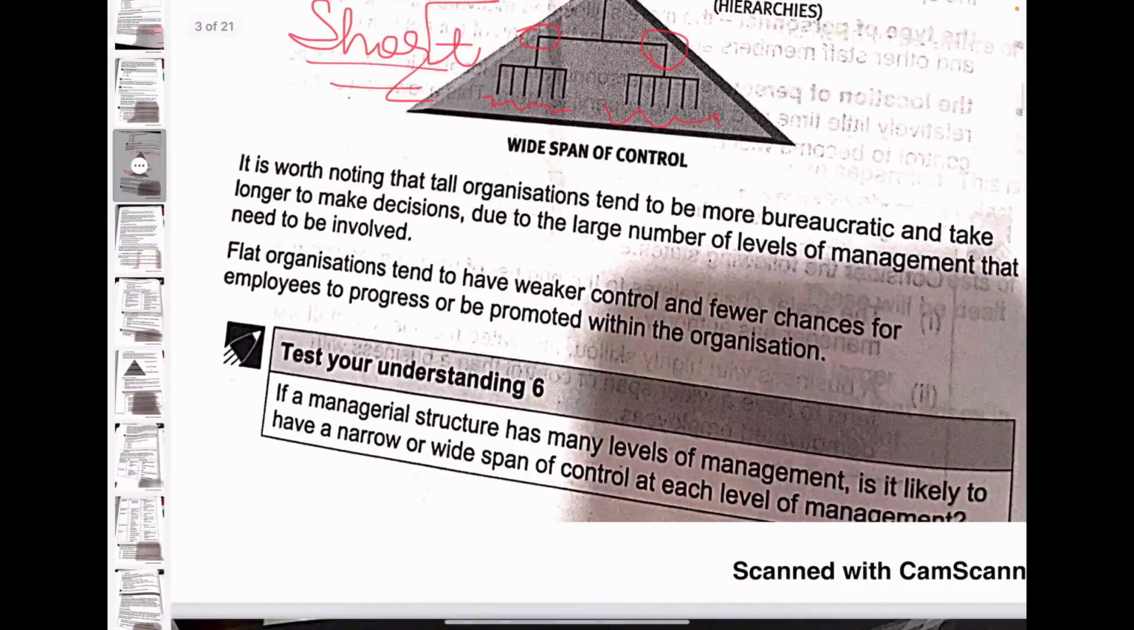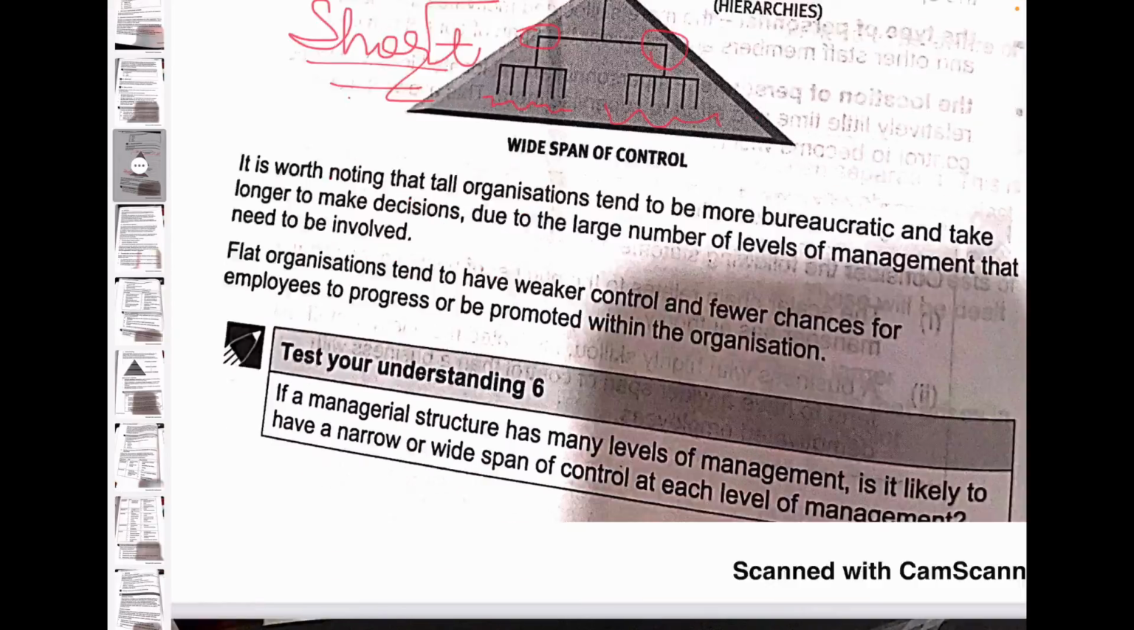It is worth noting that tall organizations tend to be more bureaucratic and take longer to make decisions due to the large number of levels of management that need to be involved. Flat organizations tend to have weaker control and fewer chances of the employees to progress or being promoted.